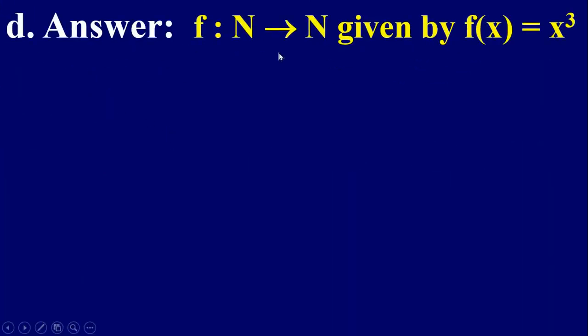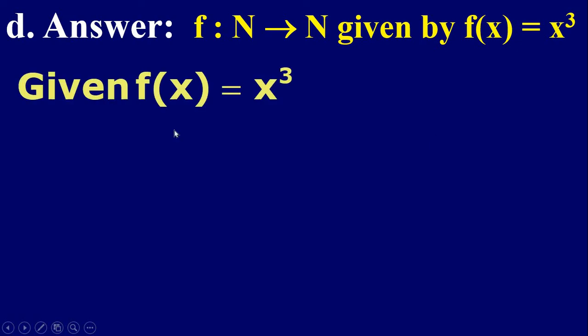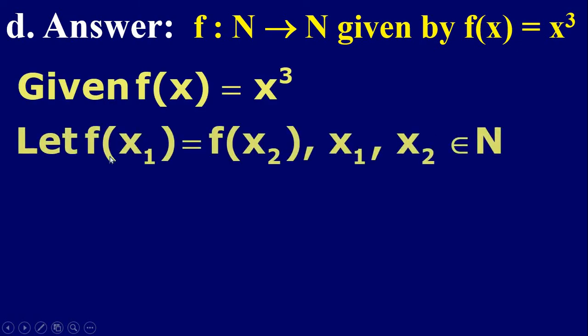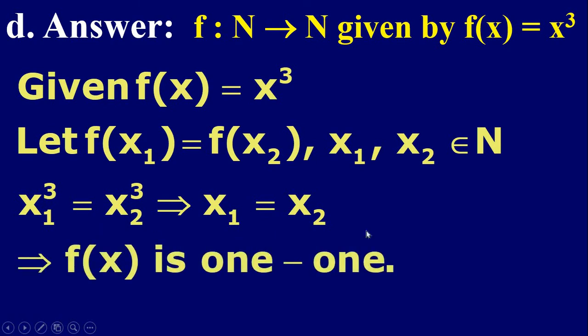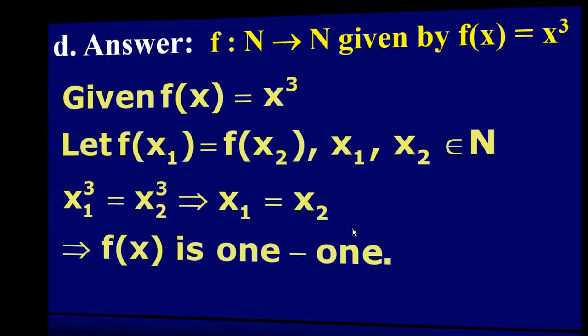So next problem, f from N to N given by f of x equal to x cube. We verify whether it is 1-1 function. Now here we take f of x1 equal to f of x2, x1 comma x2 belongs to N. Now here f of x equal to x cube, therefore f of x1 is x1 cube and f of x2 is x2 cube. Now here directly we can write x1 equal to x2. So since f of x1 equal to f of x2 implies x1 equal to x2, this function is 1-1 function.